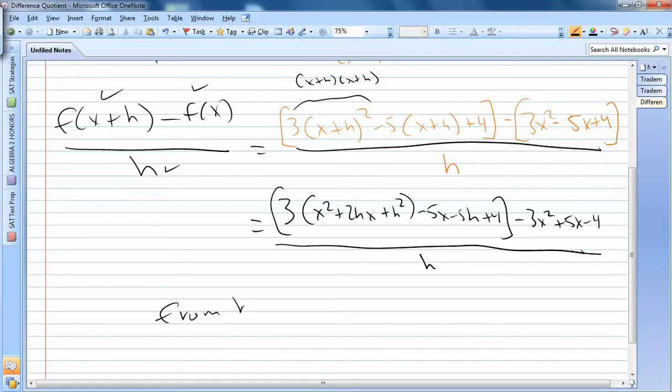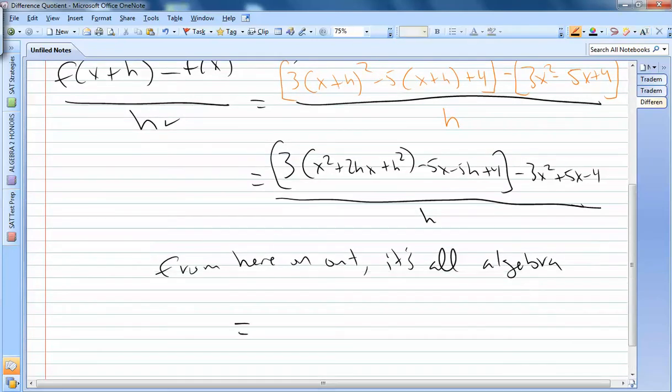So basically, from here on out, it's all algebra or simplifying. And actually, we already did some algebra when we had to FOIL x plus h. So I keep working it out. I get 3x squared plus 6hx plus 3h squared minus 5x minus 5h plus 4 minus 3x squared plus 5x minus 4.